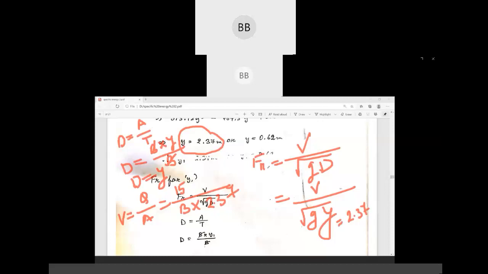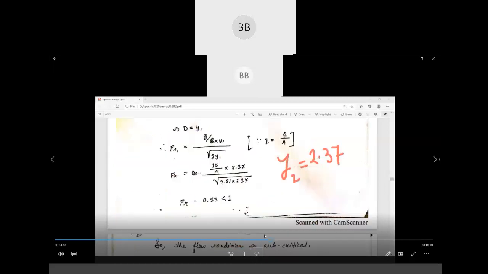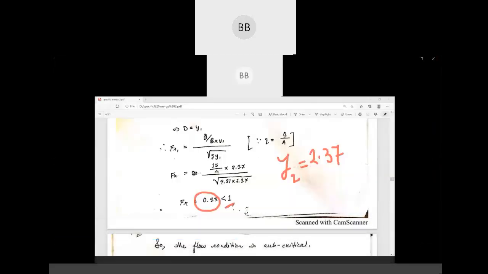This Froude number will be in subcritical, so definitely it should be less than 1. First you find out the Froude number and check whether it is less than 1 or not. So try to calculate the Froude number. For this particular depth, you are going to get 0.33, which is less than 1. So you check and see if you are getting the same value or not.